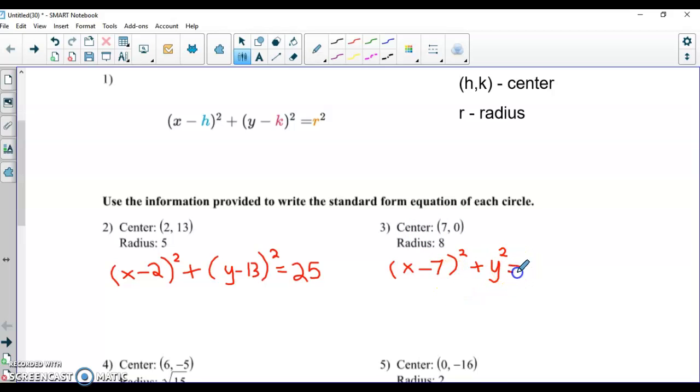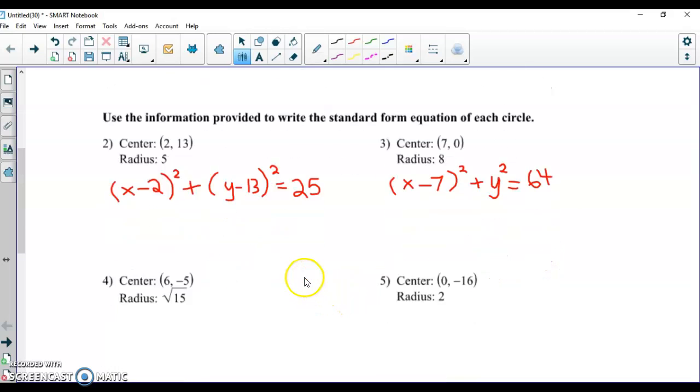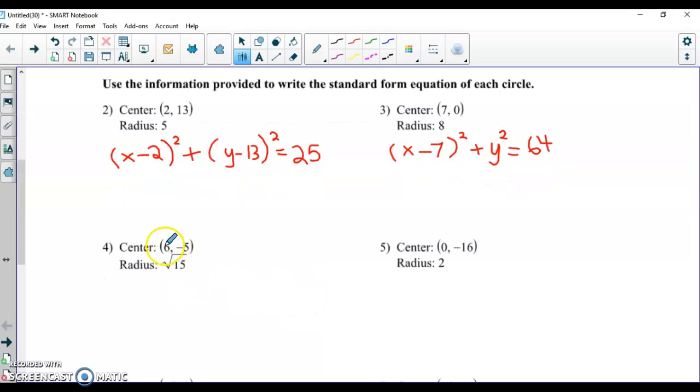And then we'll put equals. And then the radius is 8. As a reminder, we square our radius, so that's going to be a 64. Okay, let's take a look at one more together. So this one says the center is 6, negative 5. So we're going to start off the same way. So this is going to be x minus 6, and then we have that squared. I see a negative 5, so think about what you would do. There's still a y here. What do you think would go here?